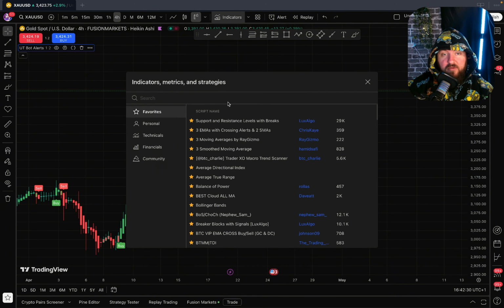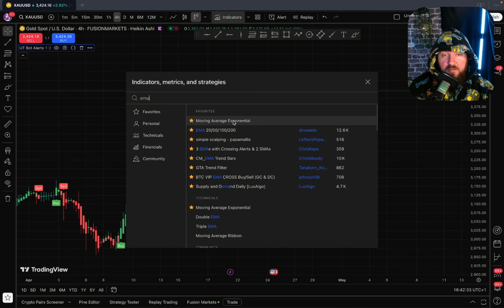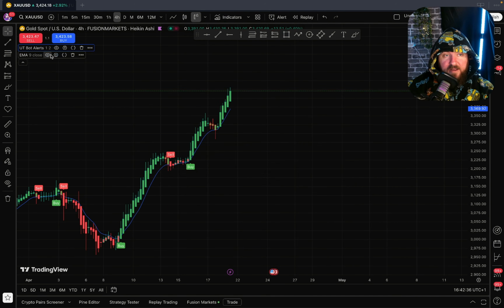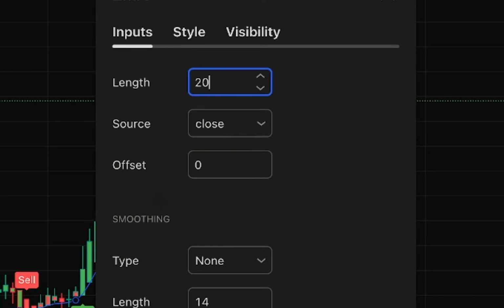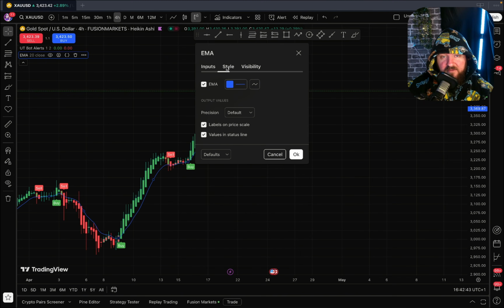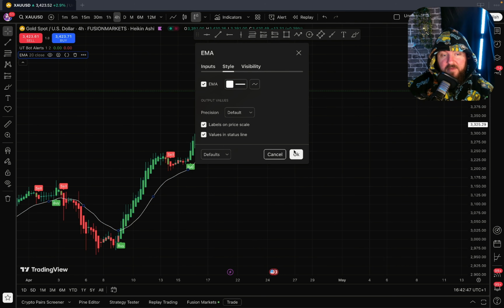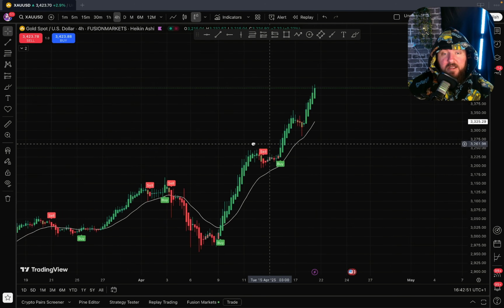And all we want to do is get an EMA. So type in EMA, moving average exponential. Click on that and change that to a 20. I don't know if I just said 50 or 20, but I mean 20. I changed mine white and there we go. Perfect. That's literally it.